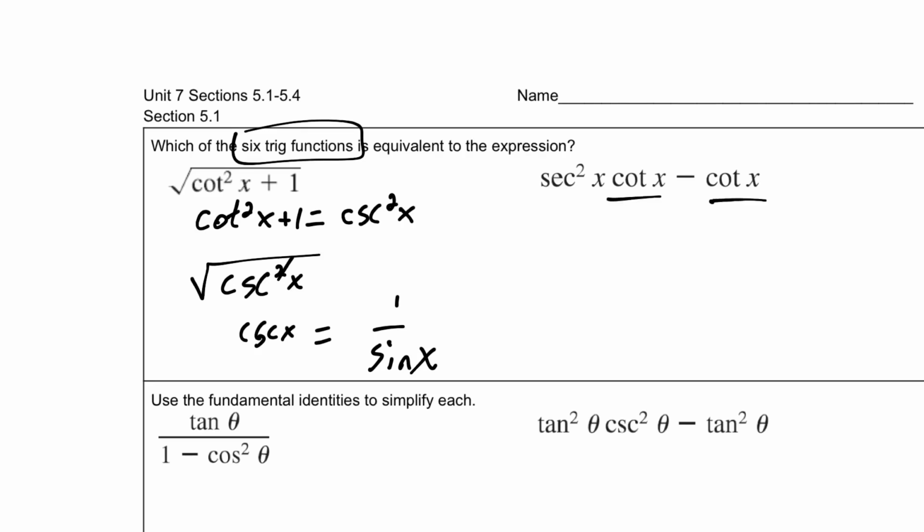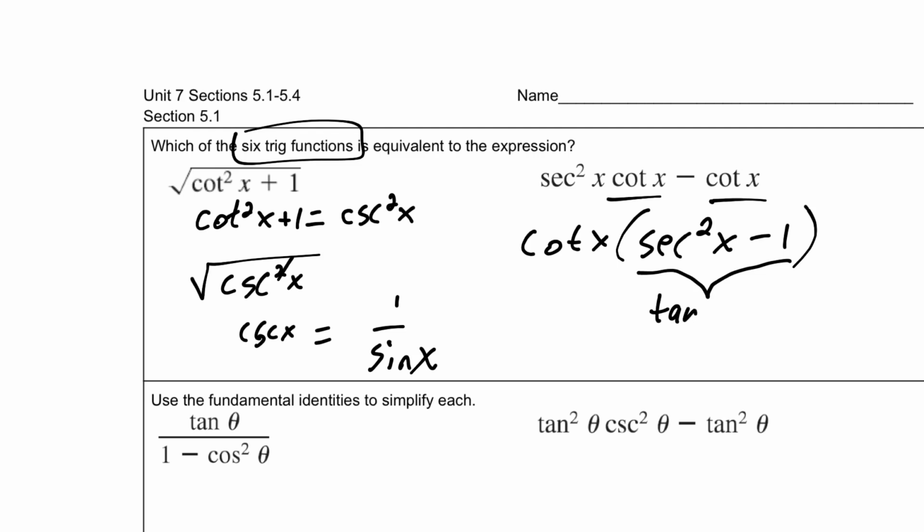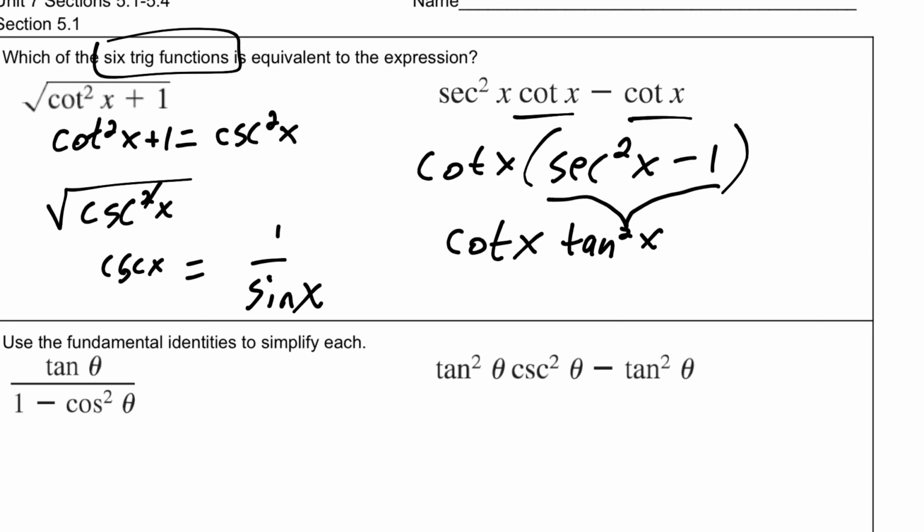Next up, there's a common factor, so if we pull that out, we have cotangent of x times secant squared x minus 1, and this is a trig identity. This right here can be replaced with tangent squared x. So cotangent x times tangent squared x, think of this as 1 over tangent multiplied by tangent squared x. So this goes away, the 2 goes away, and our answer is tangent x.